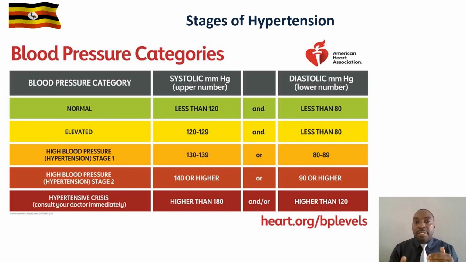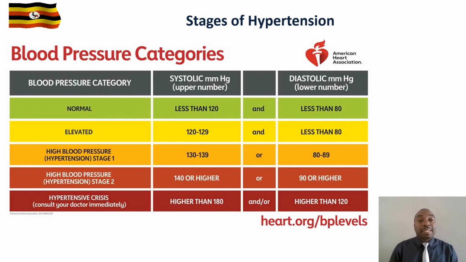In some grading systems, a reading from 120 to 139 over 80 to 89, we would call that pre-hypertension. So stage 1, those are the readings, and then stage 2, it goes higher. Above 140 systolic, above 90 diastolic. This is according to the American Heart Association grading.